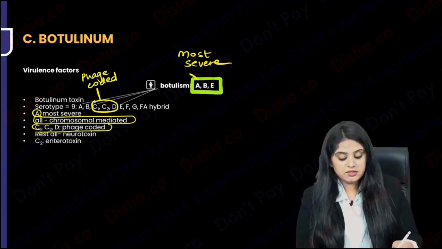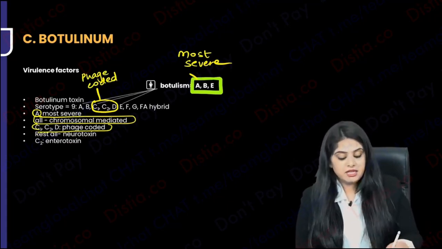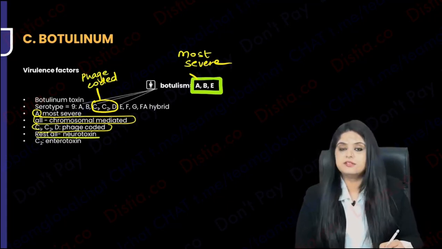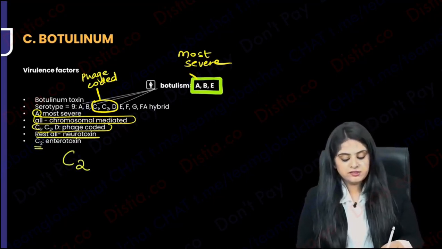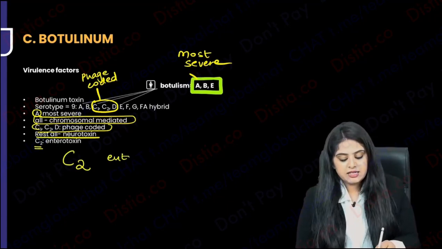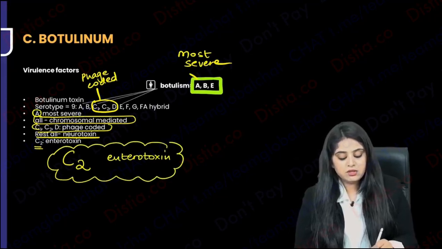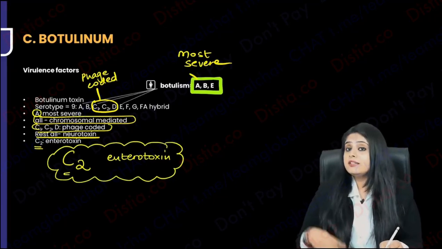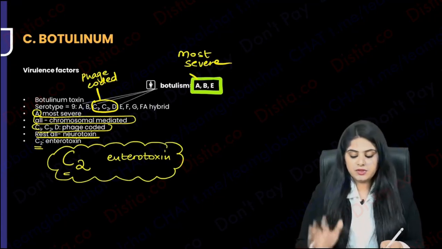Now the real question is which of them will affect the intestine and which of them will affect the brain. So all of them are neurotoxins. Only this C2 is an enterotoxin. This is the one which is going to go and affect the intestine. So remember, the C2 is going to be the C of colon, so C2 is going to be the colon enterotoxin. Rest all of them are neurotoxins.